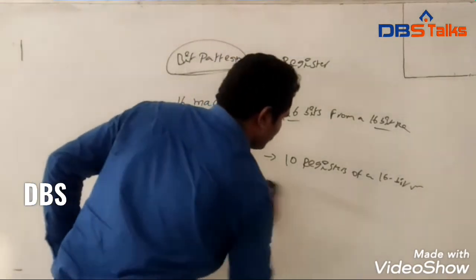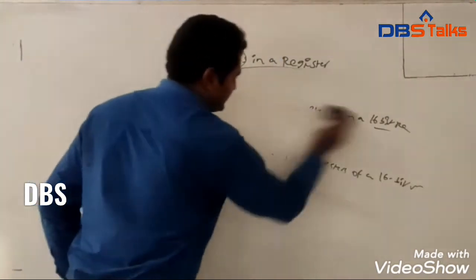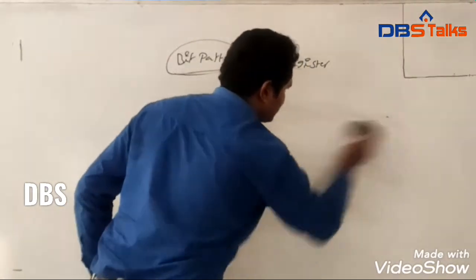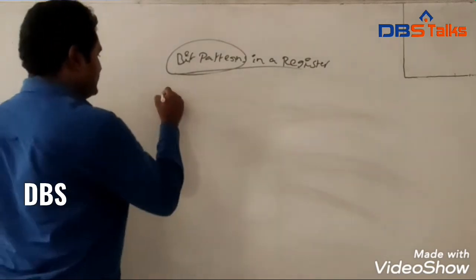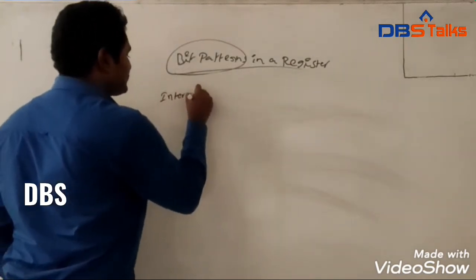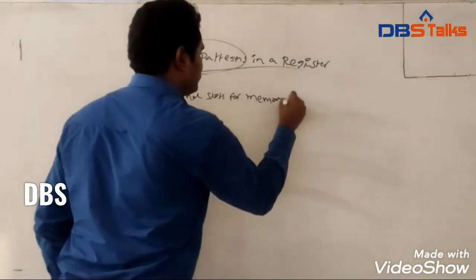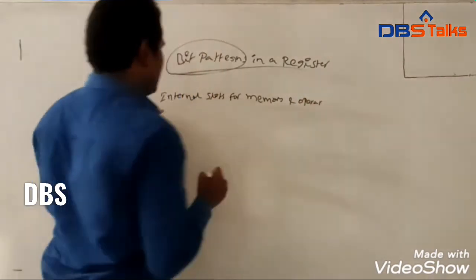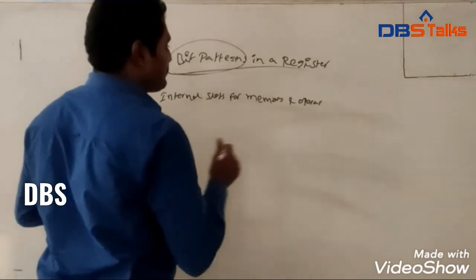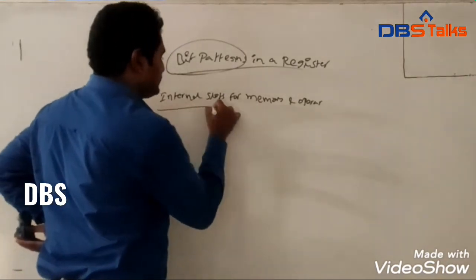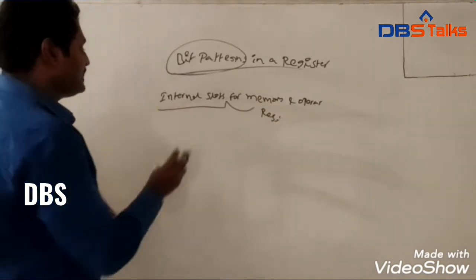Coming to the main topic, that is bit patterns in a register. In some PLCs, the internal slots for memory and operation are called addresses, and in some PLCs these internal slots for memory are called registers. Here I am using the word registers in this concept.